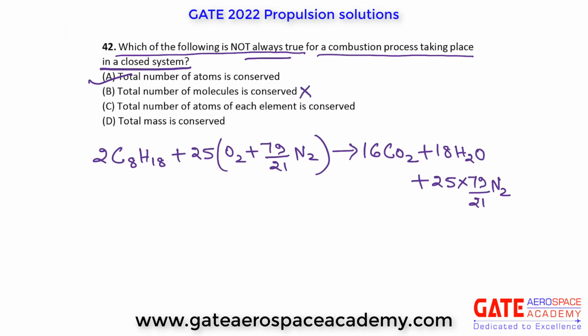Option C, total number of atoms of each element is conserved. This is true, right? Because on the basis of this only we are balancing the equation. So this is true. Option D, total mass is conserved. This everybody knows, right? This is a universal law. So total mass for a closed system will be conserved only. So this is also true. It means option B is the correct answer, because they are asking which of the following is not always true. So option B is correct.